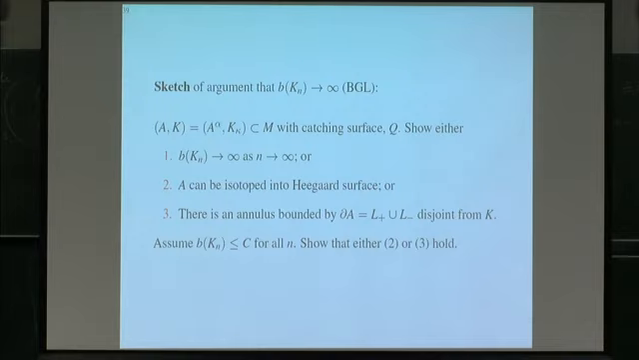Well, remember what we want to do is show that the bridge number goes up, or these two trivial things happen. The annulus was isotopic into the Heegaard surface, or the knot could be isotoped disjoint from the annulus. So let's assume that there's a bound on the bridge number for all K_n, C, and we want to show that these two trivial situations have to arise.